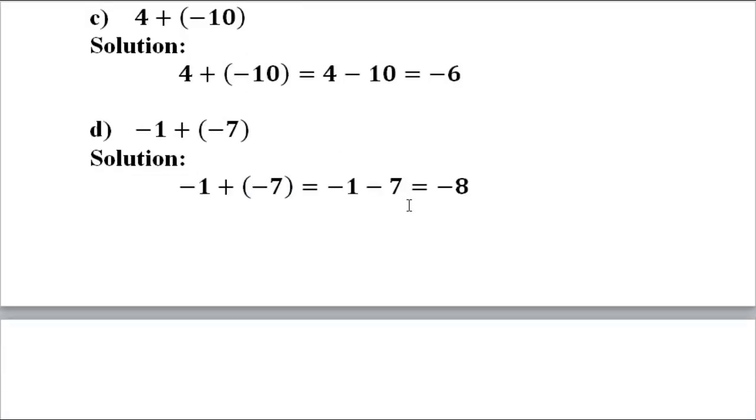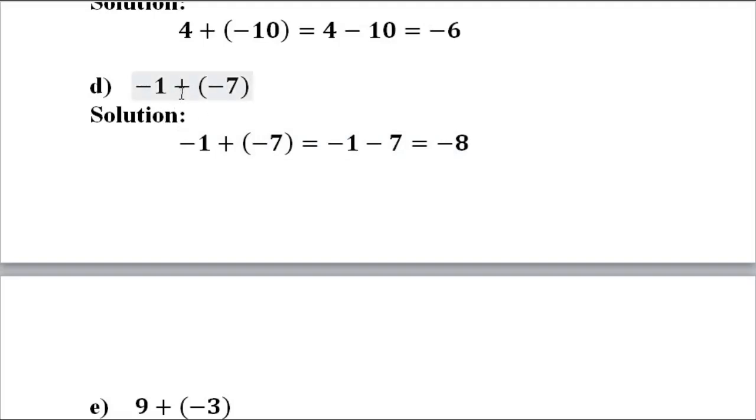Moving on to number 4, we have negative 1 plus negative 7. We are adding two integers, negative 1 and negative 7. Adding them results in negative 8 because adding two negative numbers gives a more negative number. Alternatively, you can multiply the positive sign with the negative 7, which results in negative 7. Then negative 1 and negative 7 give us negative 8.